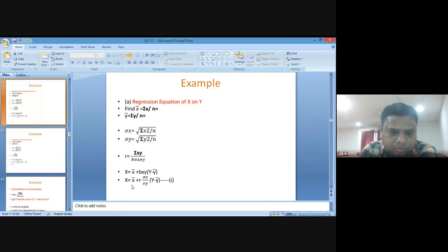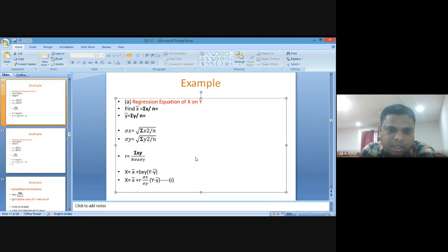That means if you go to equation 1, x equals to x bar, which we have already calculated, that is 32, plus r, which is given as minus 0.394, into sigma x and sigma y values. The sigma x value is 3.74 divided by 6.3, into y minus y bar, and y bar given is 38. Clear? So from this equation you have to find the y values. Just calculate.